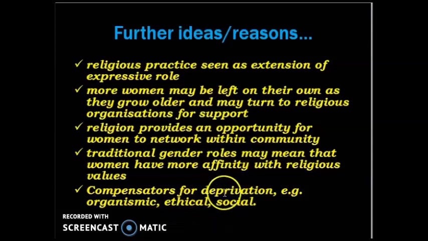But also you could link it to why women are attracted to other religious organisations such as sects. So we've got the compensators for deprivation, the organismic, ethical and social. So Bruce is arguing that there are twice as many women involved in sects as there are men, and you can use that last bullet point to explain it. So you could have expanded that answer in a lot of different ways.